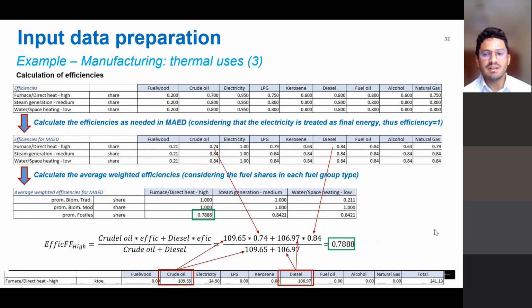To get the average weighted efficiency for fossil fuels needed by the MAED model, we will need to apply this weighted average. I mean, this is a sum product formula in Excel. To have this, you can see this 0.7888. So this is 78%. As you can see, we used the different efficiencies of each fossil fuel, namely crude oil and diesel. We multiplied them by the energy, and we divide also by the energy to get this weighted average efficiency. This is an input data to the MAED model.